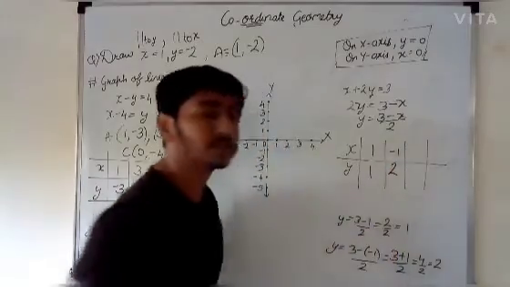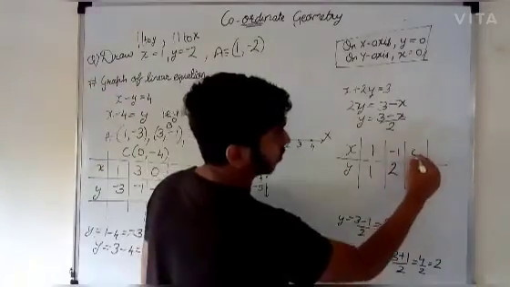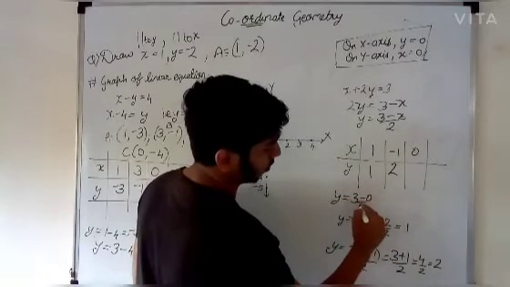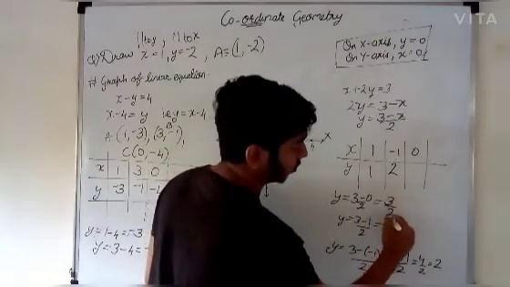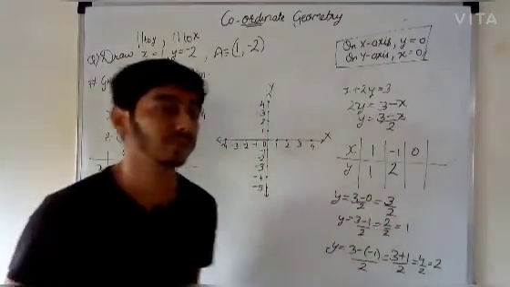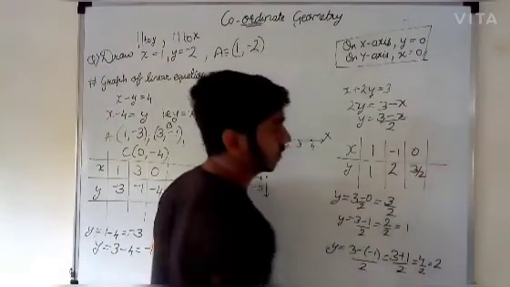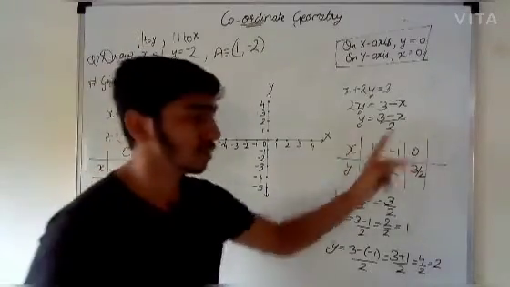So you put this. Now again we need one more value, and x is 0. What will y be? 3 minus 0 upon 2, which is 3 minus 0 is 3. So 3 upon 2. So 3 upon 2 we need to plot also. Now let's plot these three.